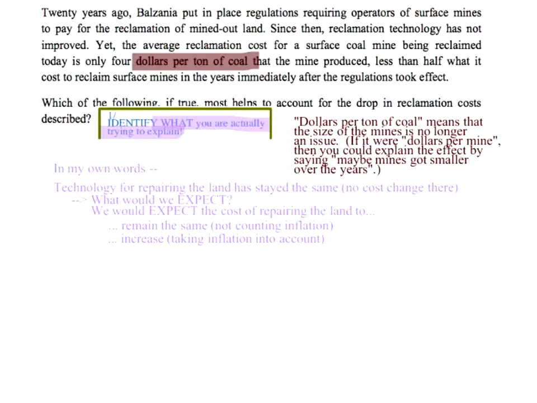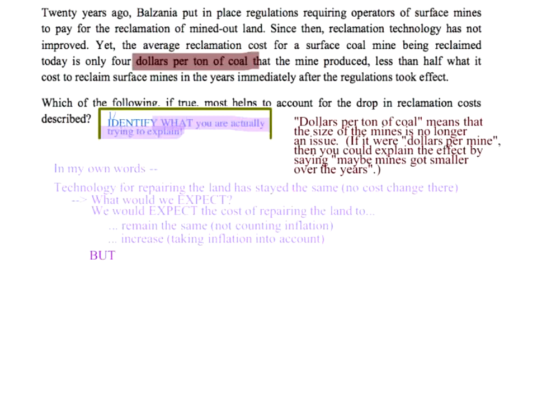So the existing mines are extracting more coal, yeah, but then that wouldn't explain why repair costs are less. So, Prashant, if you say that, then you're getting away from the issue. That's why it's so important to identify what the issue is first. So the issue is just that we would expect repairing the land to get the same or more expensive, and it became less expensive.